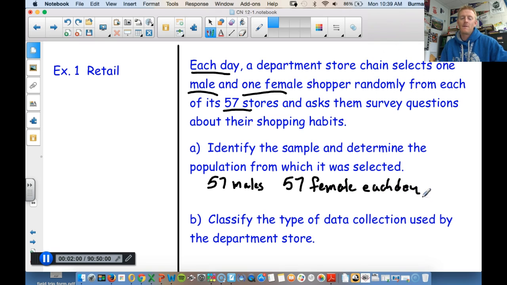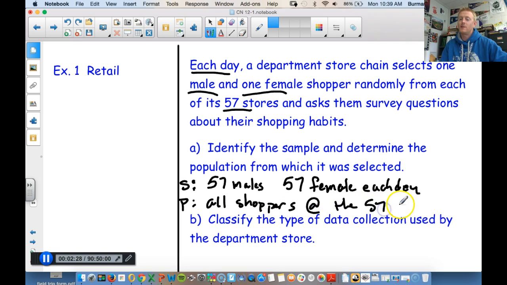from their 57 stores. Now the population, so that's our sample, the population is all of the people who shop at those stores, because those are the possible people who could get selected. So the population is all of the people who have a chance, and then the sample is who was actually selected. So all shoppers at the store, at the 57 stores, to be specific.